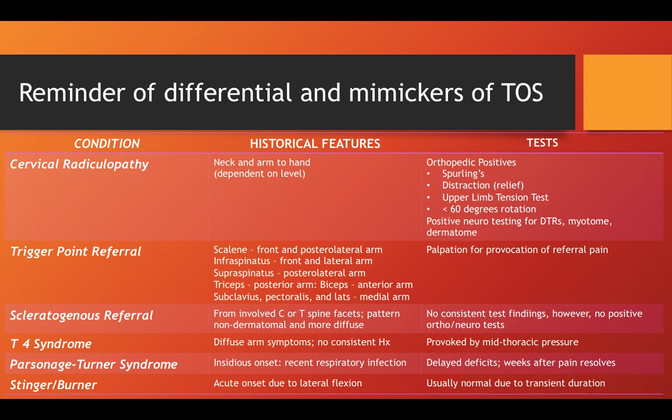Parsonage-Turner syndrome is fairly rare but may follow a respiratory infection and therefore may be due to a viral infection of the brachial plexus or peripheral nerves of the shoulder and arm. Neurodeficits are not apparent until several weeks after the onset, after pain is decreased. And finally, a burner or stinger is a single event lateral flexion injury to the neck with usually transient arm pain, numbness, or paresthesias dependent on the degree of damage.